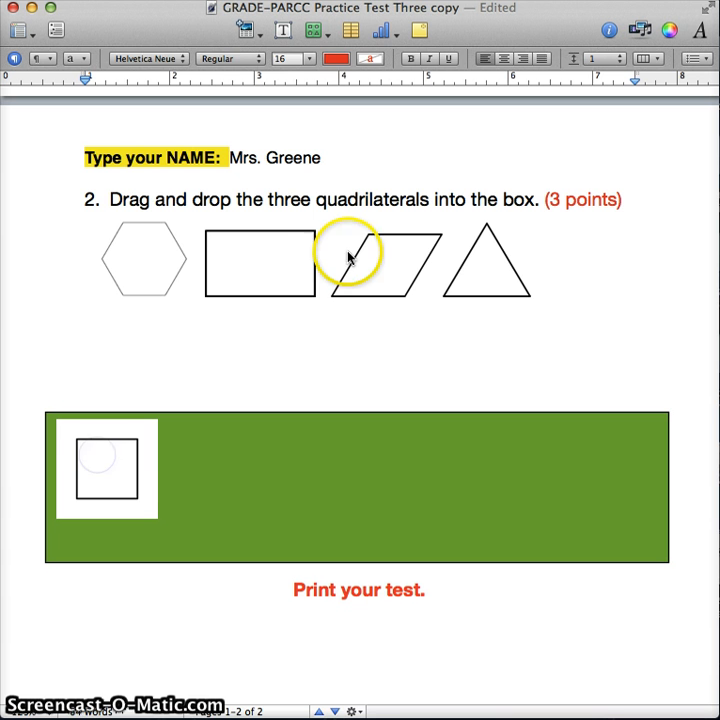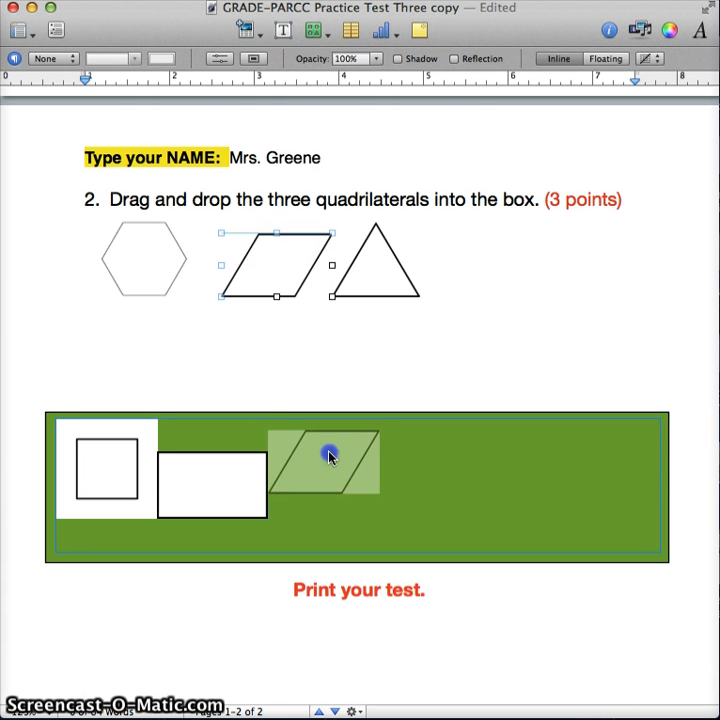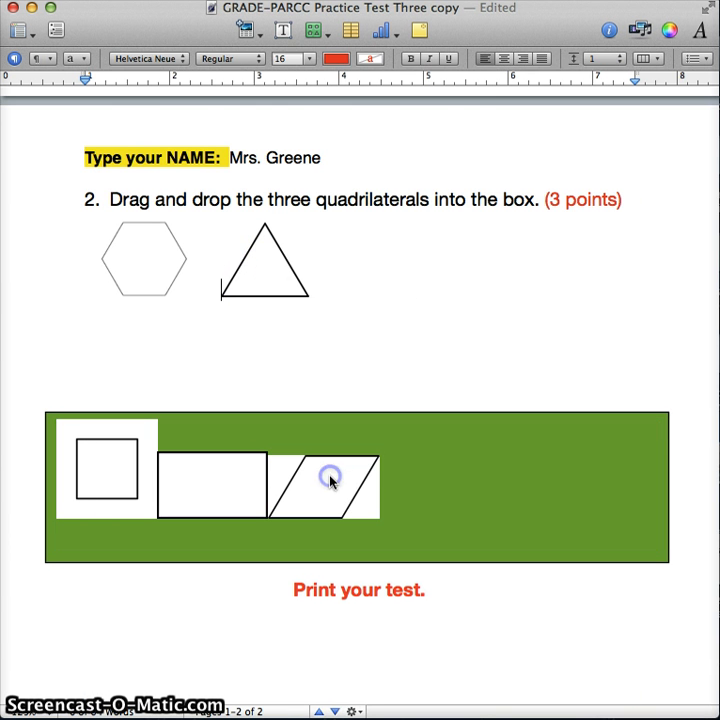1, 2, and they do kind of glue themselves together, and 3. There are my 3 quadrilaterals. If you chose these 3 quadrilaterals, you got 3 points. So mark yourself 3 points right here. If you got 2 of them, of course, score 2, and if you got 1, score 1.